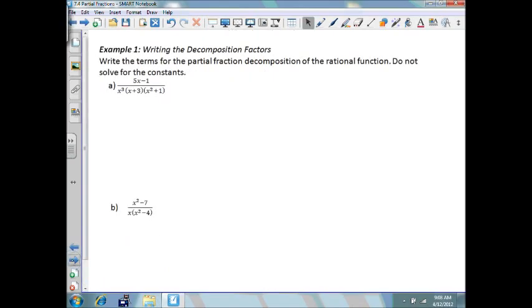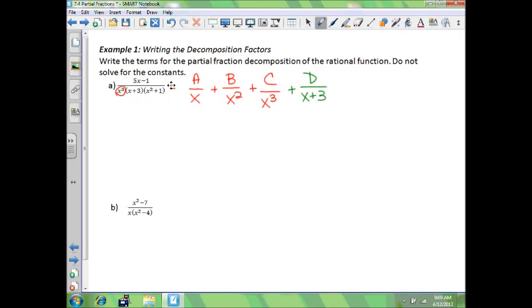Now, we'll start with example 1. If you notice, it says, write the terms for the partial fraction decomposition of the rational function. Do not solve for the constants. So this is nice and easy. You just have to write the partial fraction decomposition. So the way we do this, this will actually equal A over x plus B over x squared plus C over x cubed, because we have x cubed here, plus D over (x plus 3).